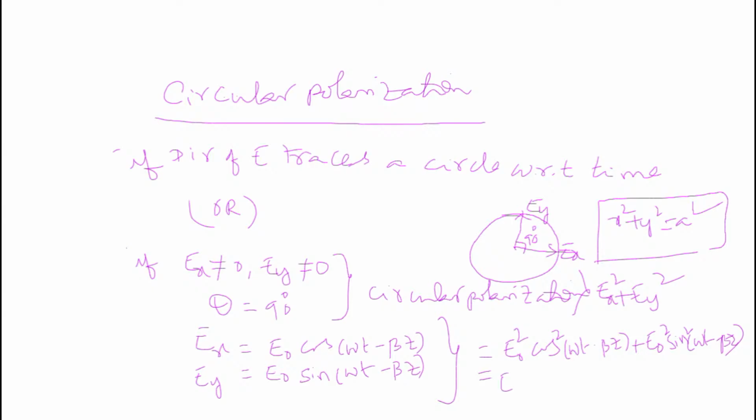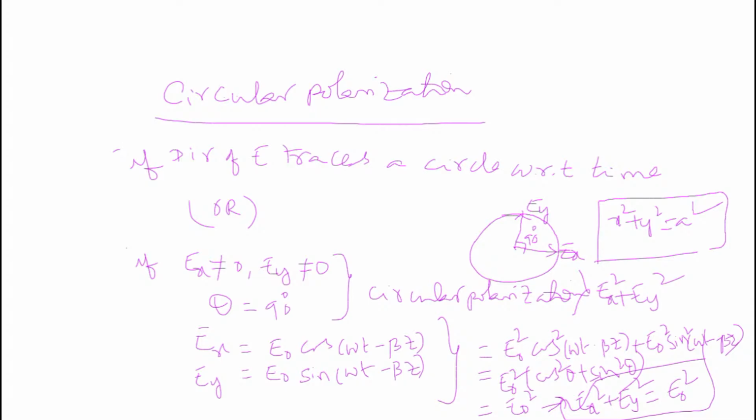So here you can take E naught square as common: cos square of omega t minus beta z, let us say theta, and this one is sin square theta. Finally, we got Ex square plus Ey square, where Ey is the component along the y axis, equal to a constant square, that is E naught square, which represents what? A circle.